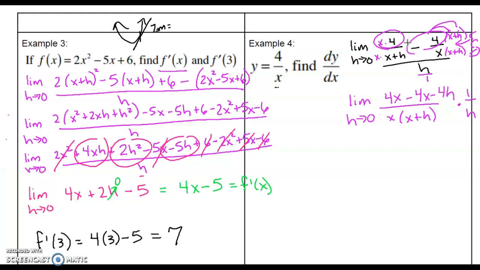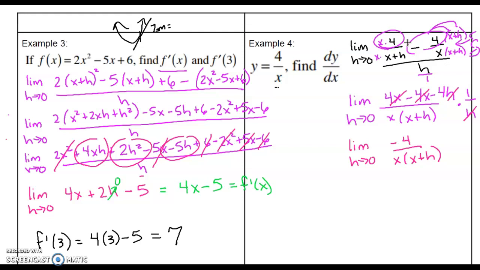All right, so our x's cancel out. Because we only have negative 4h on top, the h's will cancel out. And so we're left with the limit as h approaches 0 of negative 4 all over x plus h.